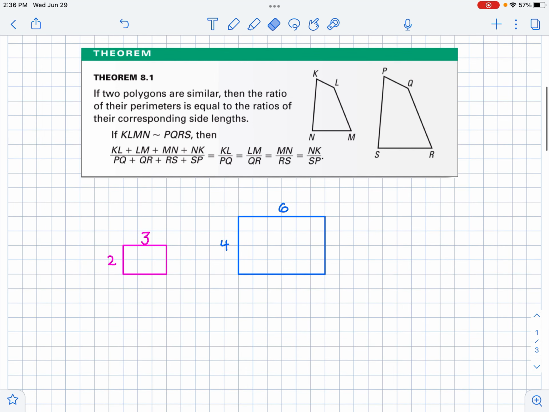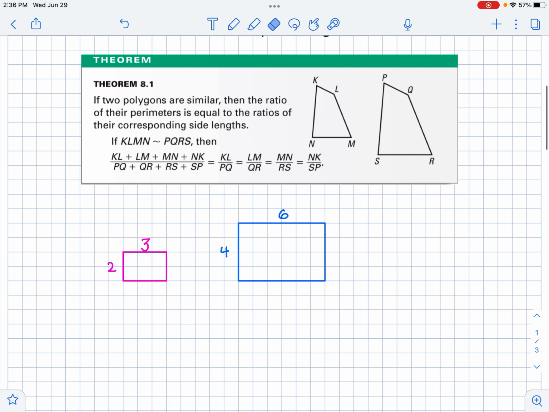Now, let me show you something interesting here. Here are 2 polygons, and they're similar. Notice 2 is to 4, what 3 is to 6. See? So the same ratio. This is 1/2, and this is 1/2. The angles are the same. We're assuming these are rectangles, and those are right angles.